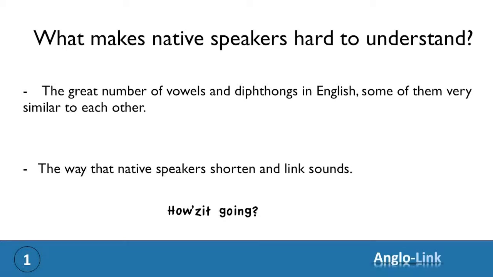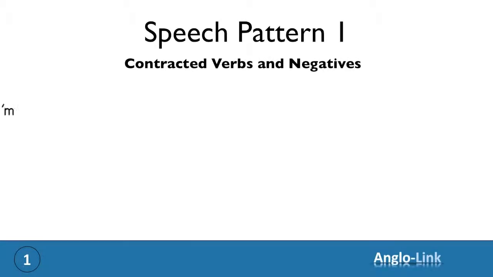There are 3 specific speech patterns that all native speakers use, and I'm going to take you through them one by one. Speech pattern number 1 is contractions, contracted verbs and negatives. You're pretty familiar with these. I'm, he's, they'll, we've, won't, can't, etc.